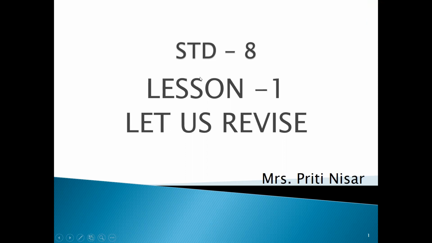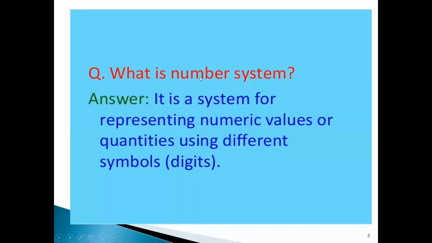The first lesson which we had studied last year was number system. Now, what is a number system? It is a system for representing numeric values or quantities using different symbols or digits. Now we know that computer is a machine, and to communicate with computers, a number system was developed. Otherwise, we cannot communicate with it because it's a machine and we are humans.